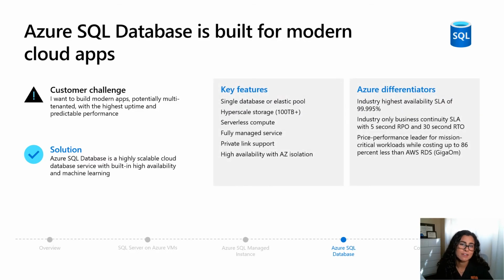And things like Hyperscale are going to allow them to scale up to 100 terabytes and potentially even more. With Azure SQL Database, you're also going to be able to get the highest SLA in the industry. That's 99.995% if you use availability zones. And really, that equates to like 26 minutes or less of downtime per year.